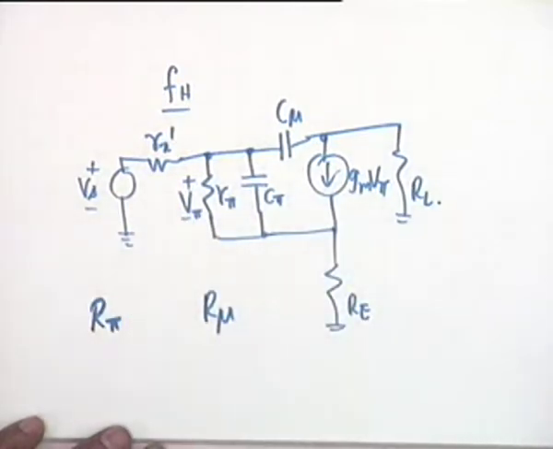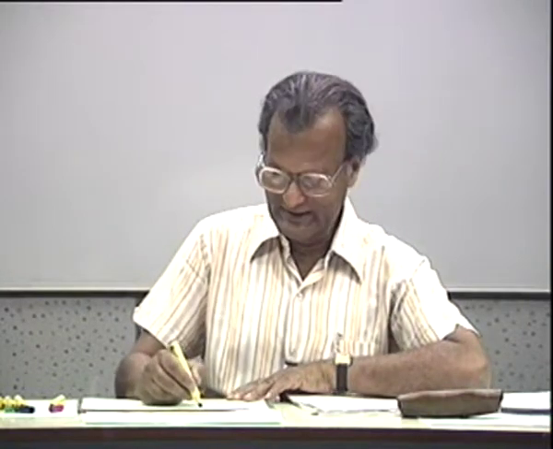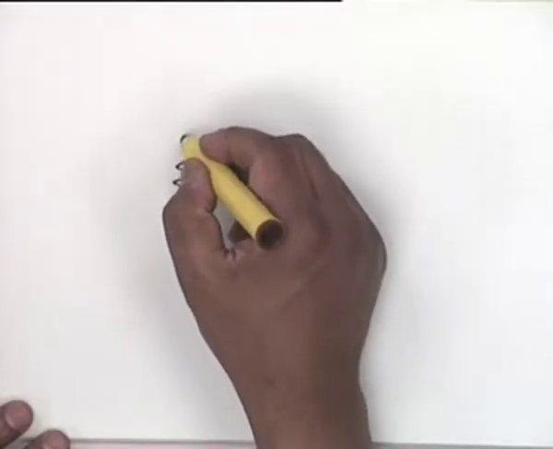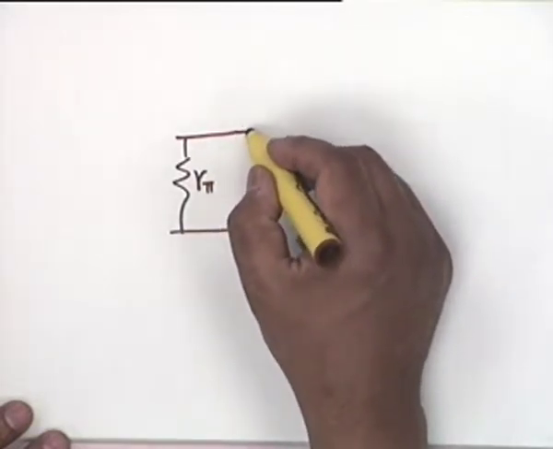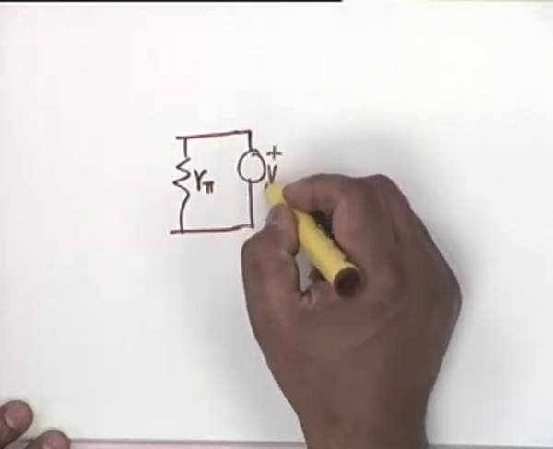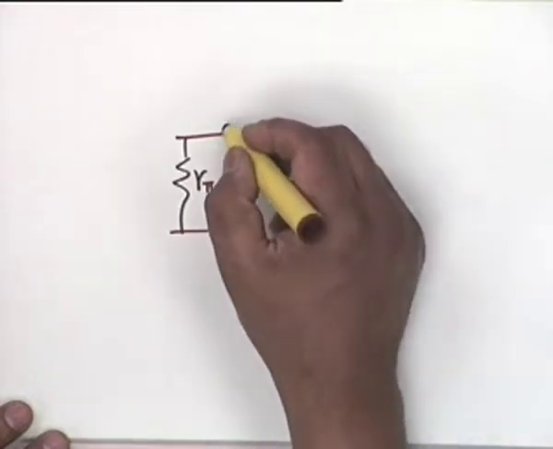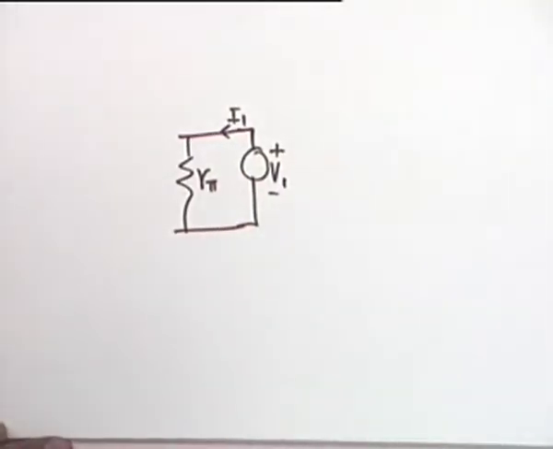Okay, let's look at the first circuit, that is the circuit for calculation of R pi. In order to bring the point home, let's spend a little time in drawing the circuit that is seen by C pi. Seen by C pi means that instead of C pi, let's include a voltage source V and let the current be I. Let's call it V1 and I1.